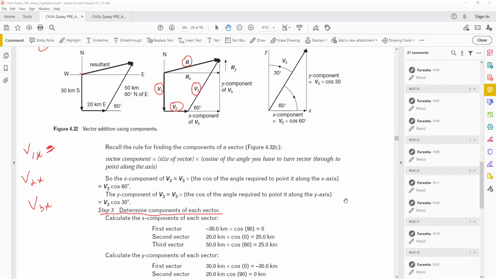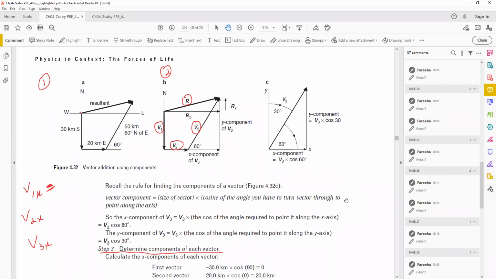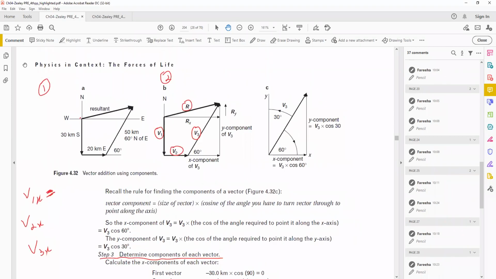Okay, so what did I talk about? I was talking about the fact that we have to find the components. I talked about step 1 where you have to draw the diagram for the statement of the question, according to the statement of the question. The second step was you label the vectors. So we called the first one v1, the second one v2, the third one v3. You can use whatever symbols you like. Okay.